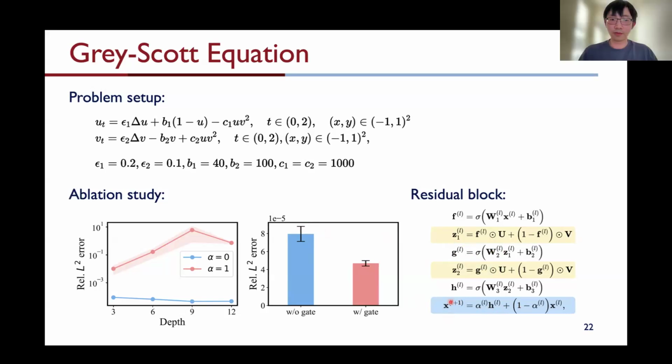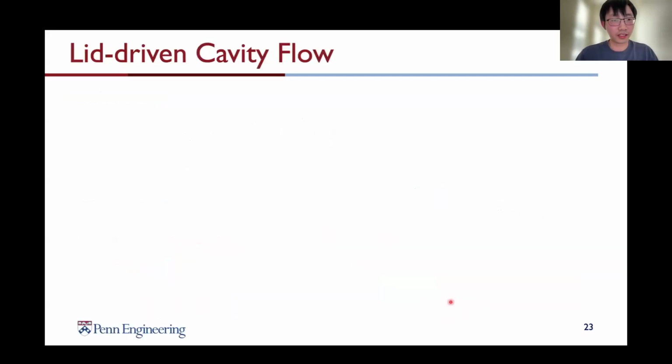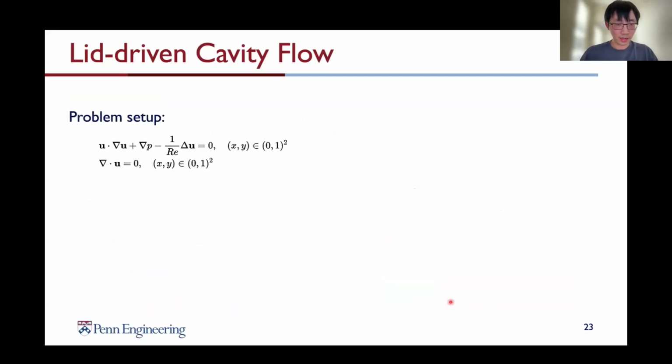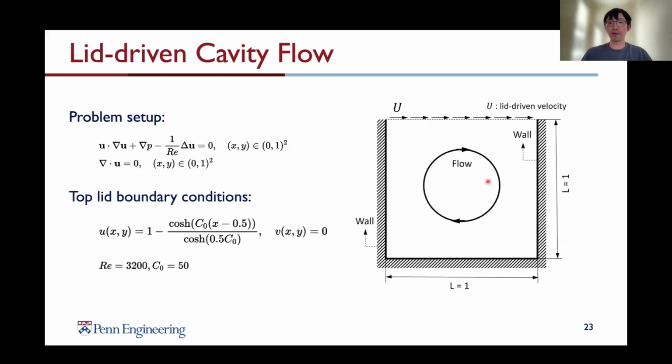Okay, let's move forward to the last benchmark. This is a lid-driven cavity flow. We have this incompressible Navier-Stokes equation in the velocity pressure formulation. And we have this problem set up. This is a standard benchmark in CFD. We have a moving top lid with velocity u, and we have 3 walls characterized by the no-slip boundary conditions.